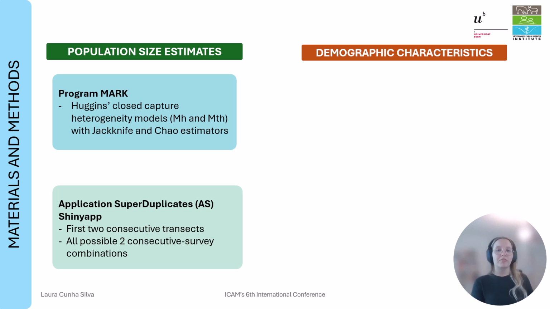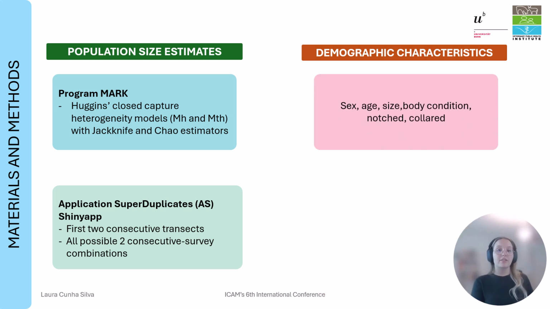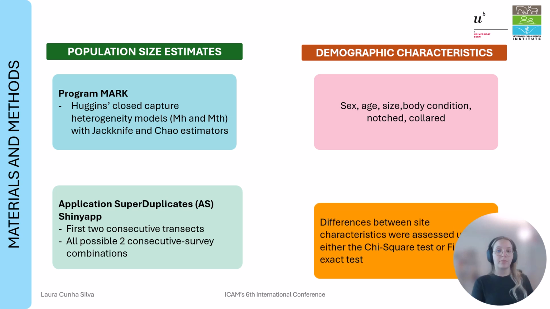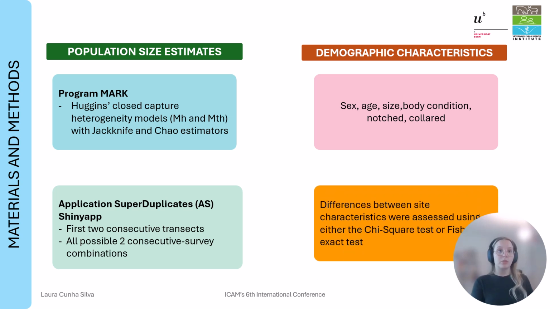Regarding demographic characteristics, sex, age, size, body condition, whether the dogs were notched or not, and whether they were collared or not, were the characteristics considered. Differences between population characteristics at each site were assessed using either the chi-square test or the Fisher's exact test.